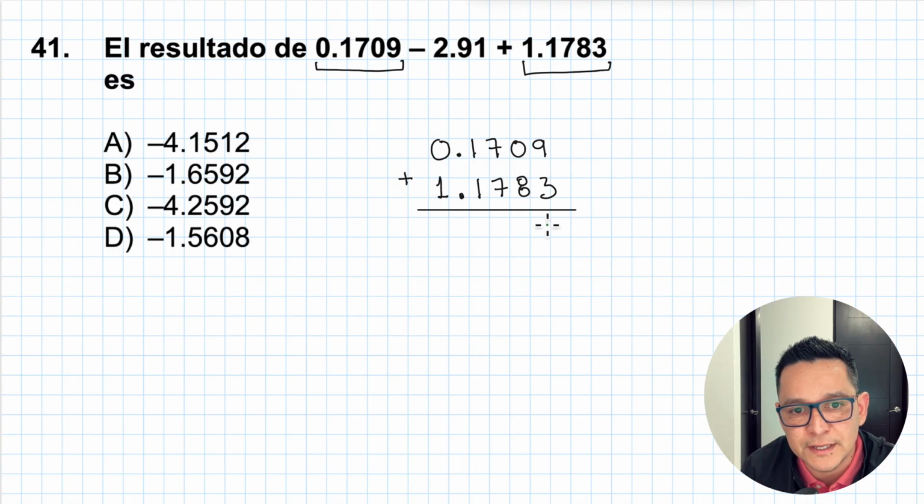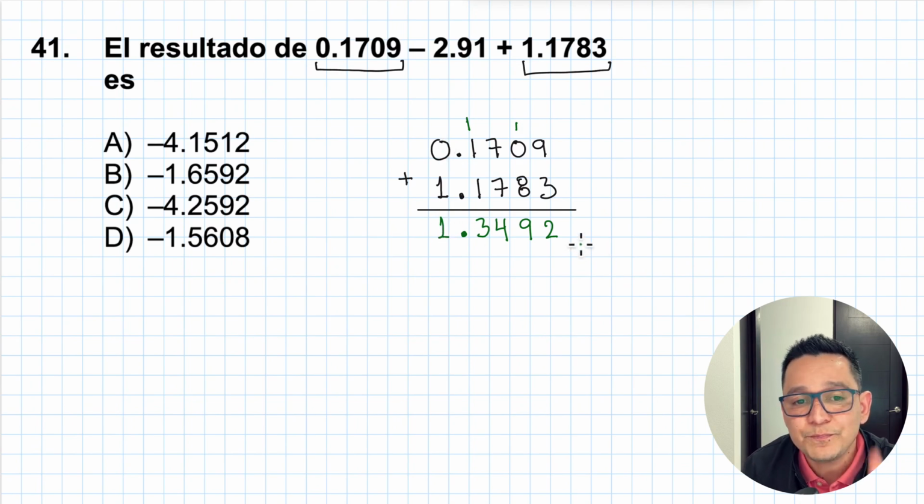9 plus 3 is 12. Carry the 1, plus 0 is 1, and plus 8 is 9. Then 7 plus 7 is 14. So I write 4. Carry the 1. Plus 1 is 2, and plus 1 is 3. We bring down the decimal point in the same direction and add 0 plus 1. 0 plus 1 is 1, done. The result then, after adding the 2 positive numbers, is 1.3492.